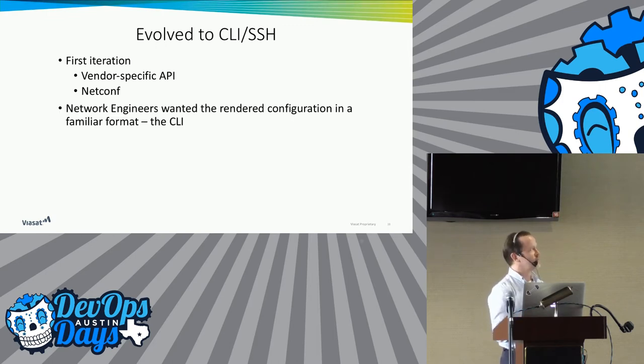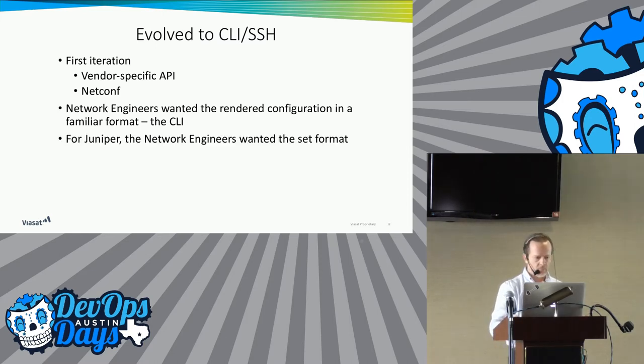When I first introduced it to our network engineering team, they were really not comfortable with not understanding exactly what was going to happen with their configuration in their network. So they wanted the rendered configuration from the tool in a format that was more familiar to them, that being the CLI. For Juniper, the network engineers strongly wanted the configuration in the set format. If you're familiar with configuring Juniper devices, in the set format you can include a lot of configuration parameters within one line. And that's what the network engineering team wanted.